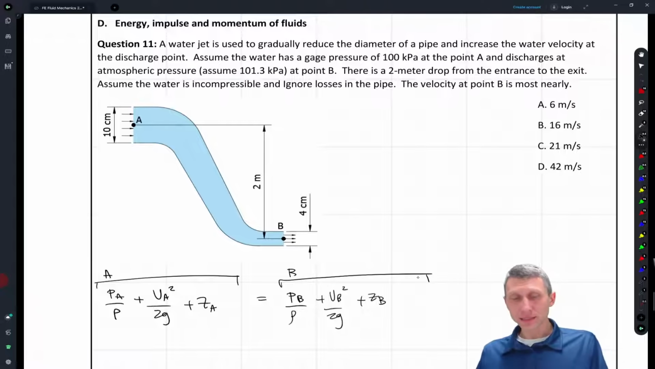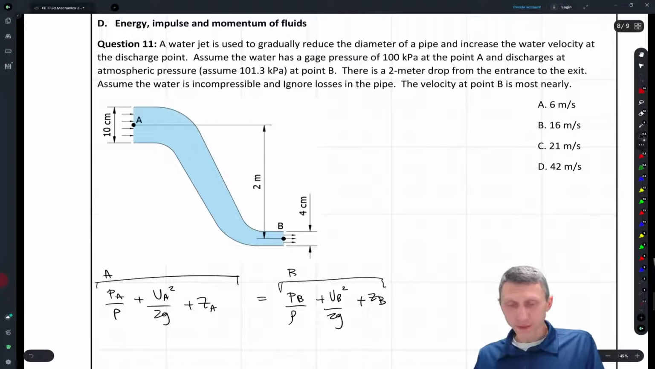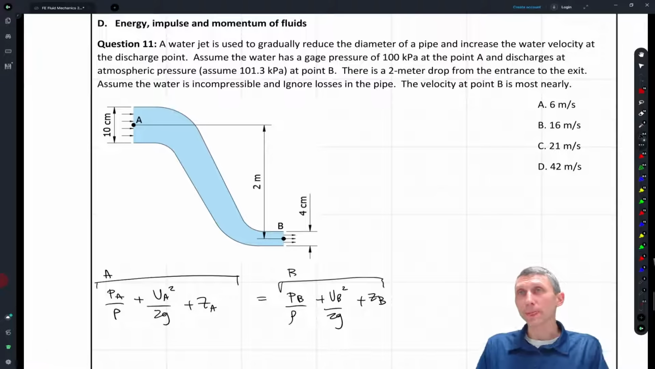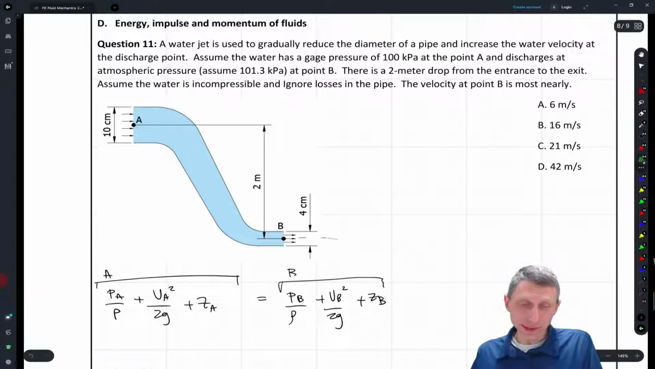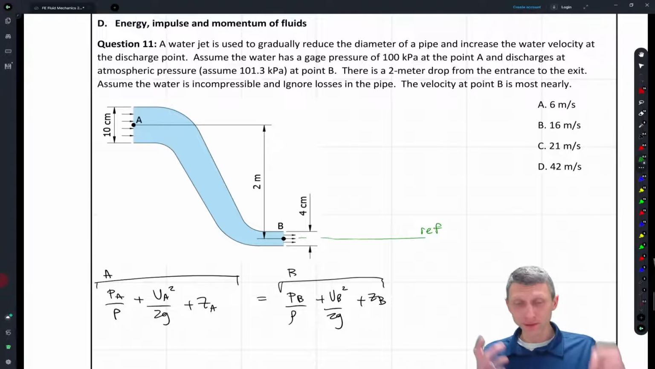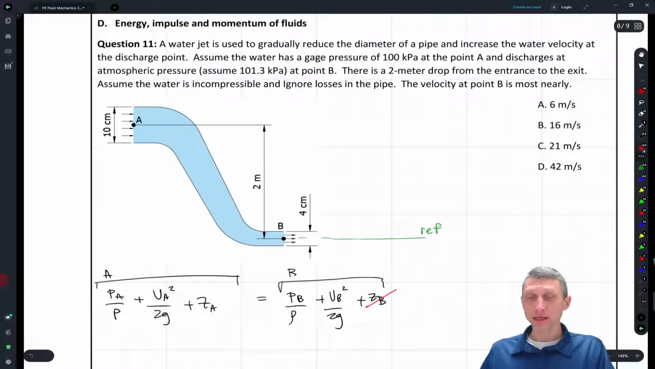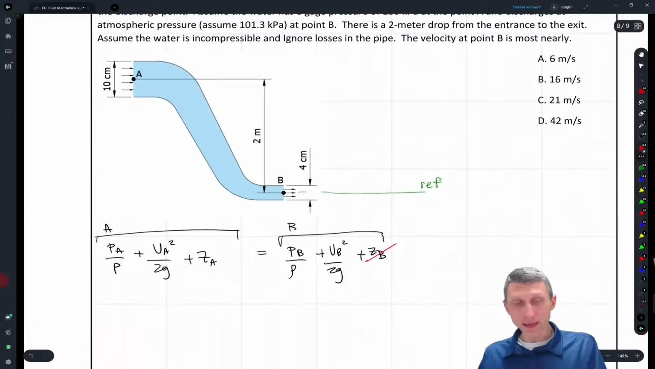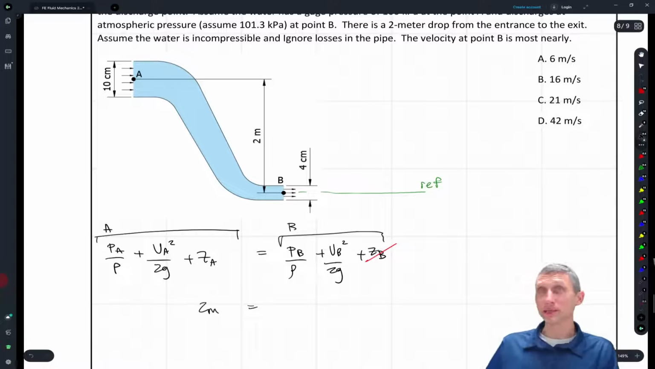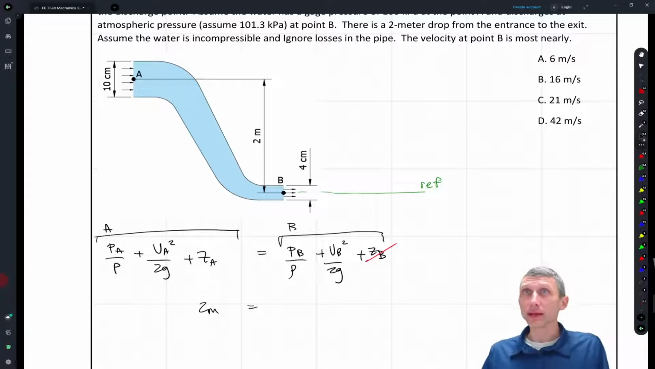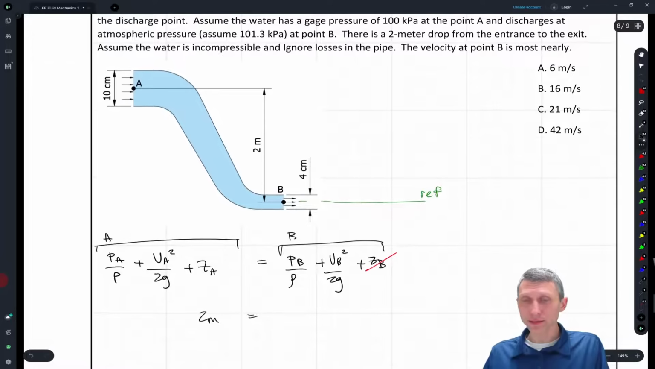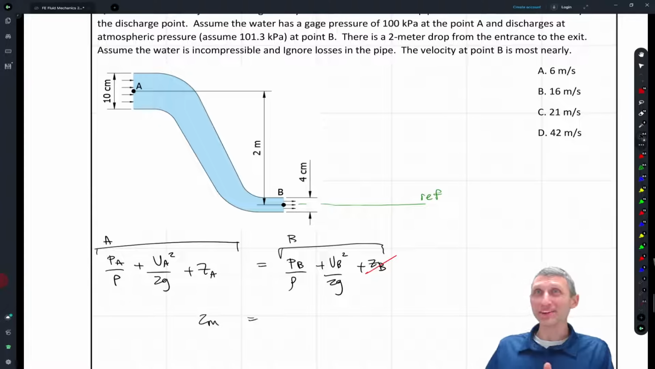So again, this is just kind of Bernoulli, and what we're looking for are things that can cross out. What I like to do is set my datum or my reference point down at some point where I can cross out one of the heights. So if I set my reference down here, I know that my ZB is going to be 0 and my ZA is going to be 2 meters. So right away we're trying to cancel some of these out. The other thing is I spelled gauge differently here. Hopefully I'll fix that. I'll repost these so that I spell gauge correctly.